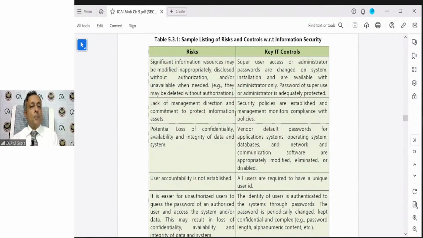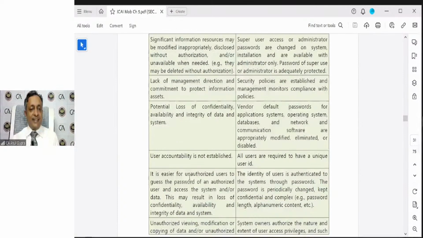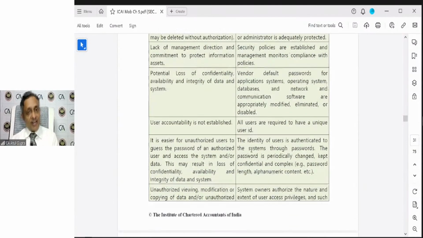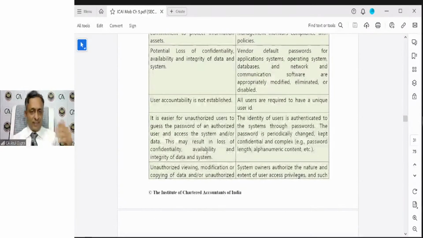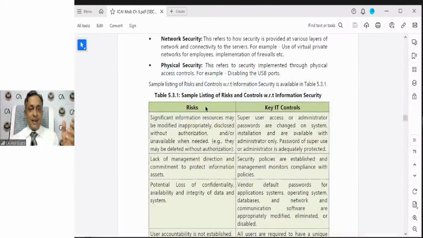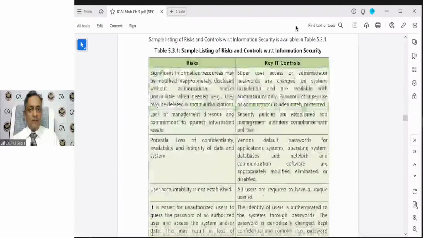Then, I'll read this one. User accountability is not established. All users are required to have a unique user ID. So that is again very important. So I'll request you to run through this. The header of this is sample listing of risk and controls with relation to information security, and we read it in terms of the bank itself.